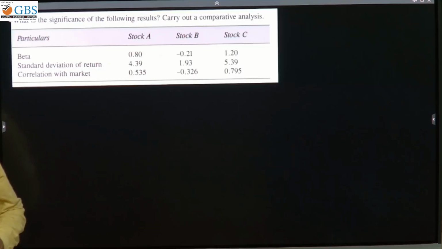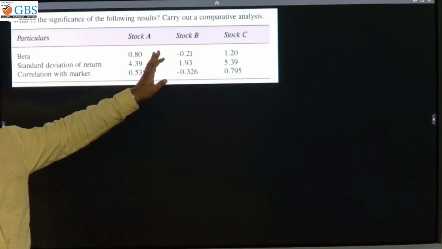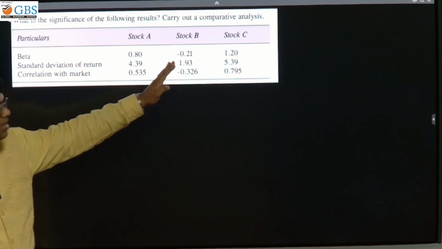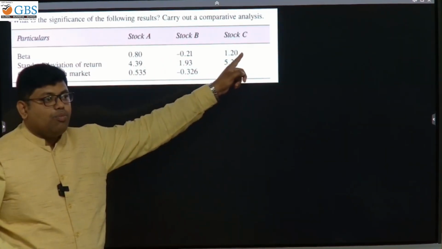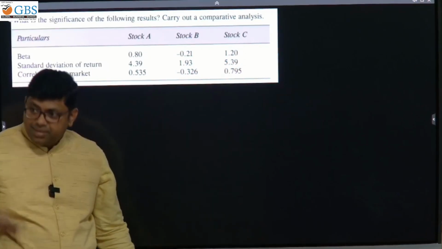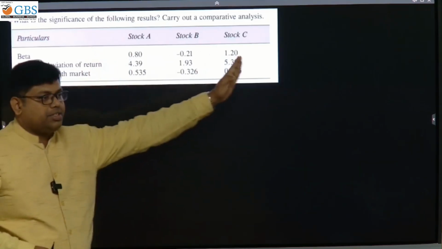See, always I, as an investor, want the stock to be very independent of the market. Negative, I don't want to go with stock B because it is negative. The market is moving up, it is going down. I don't want to go with this. And this is a little more volatile. Volatile means what? So I choose stock A on this.